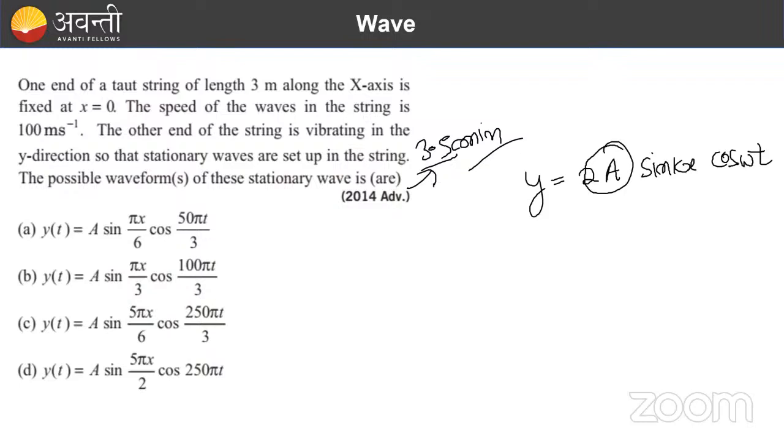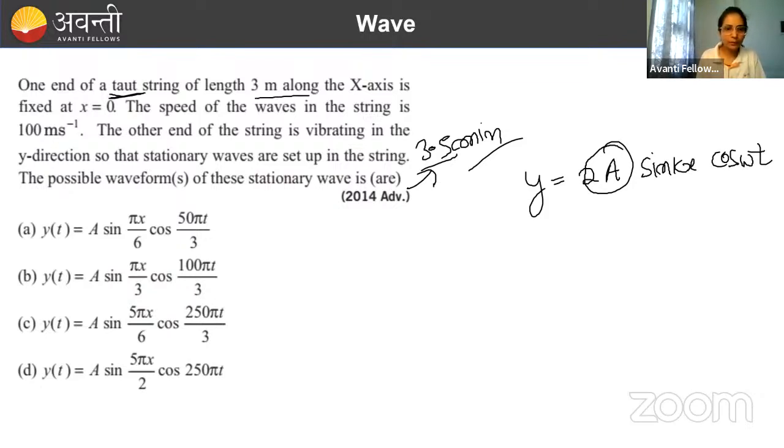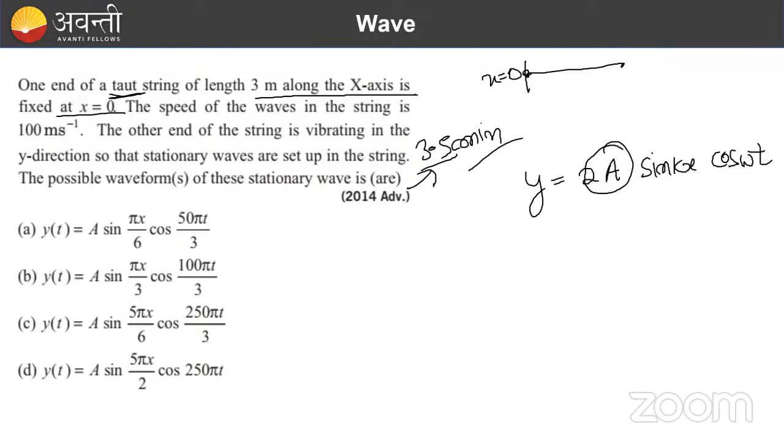Just read the question carefully, ठीक है? यहाँ पे देखो क्या लिखा हुआ है। One end of a taut string, means tight string, of length 3 meter along the x axis is fixed at x equal to 0. So अगर string को ऐसे रखो, x equal to 0 पे वो क्या है? Fixed है। The speed of wave in the string is given. Other end of the string is vibrating. Other end open है, ठीक है? Remember this. This is not fixed, ठीक है? So that's important.